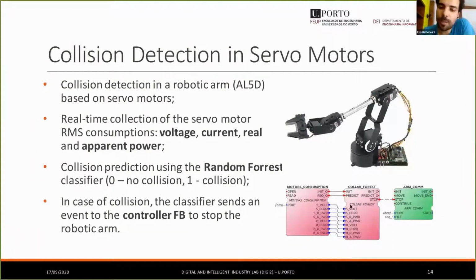Then the next function block, using the data collected via serial port, predicts if the robotic arm is colliding with some object or not. Basically, for that, we use a classification algorithm, in this particular case, a random forest. And if it detects that we have a collision, it sends an event to the robotic arm controller that is performing some task to stop, to avoid being damaged because it is colliding with an obstacle.